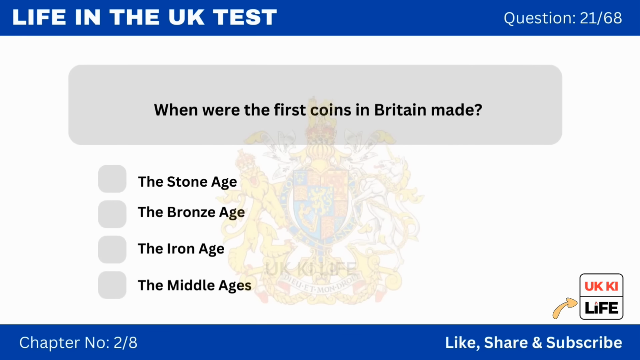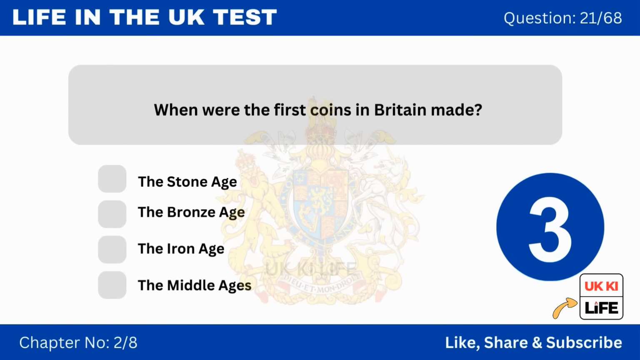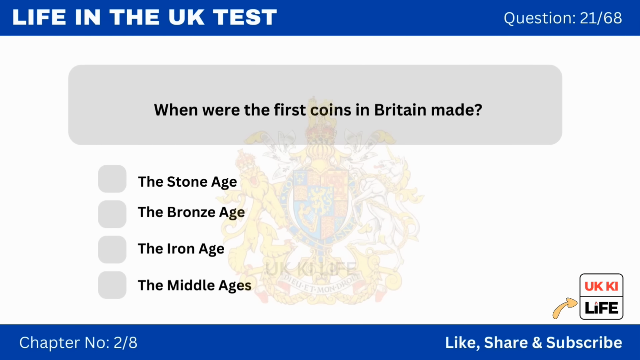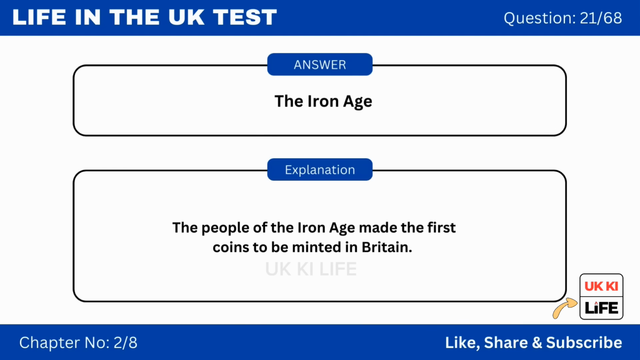Question 21. When were the first coins in Britain made? The Stone Age, the Bronze Age, the Iron Age, the Middle Ages. The correct option is C. Explanation. The people of the Iron Age made the first coins to be minted in Britain.